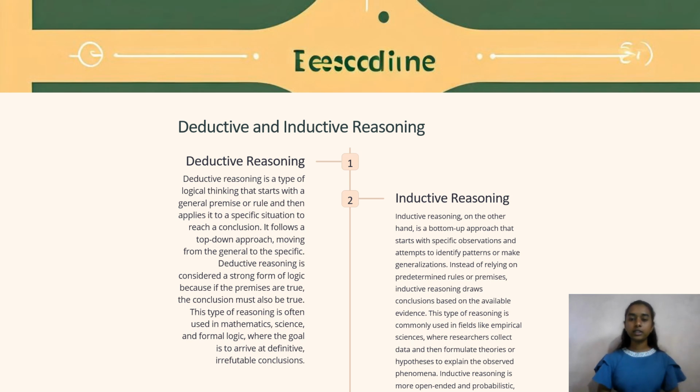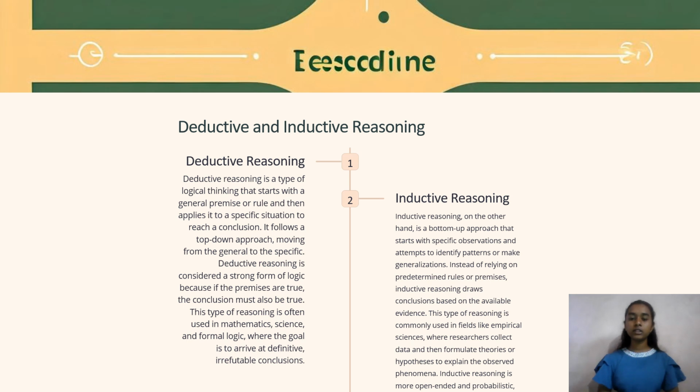The next is inductive reasoning. It, on the other hand, is the bottom-up approach that starts with a specific observation and attempts to identify patterns or make generalizations instead of relying on predetermined rules or premises. Inductive reasoning draws conclusions based on the available evidence.